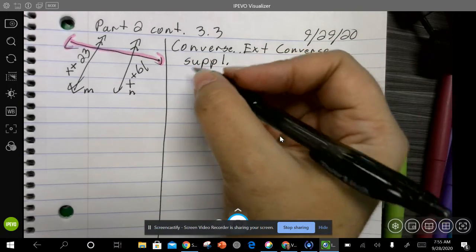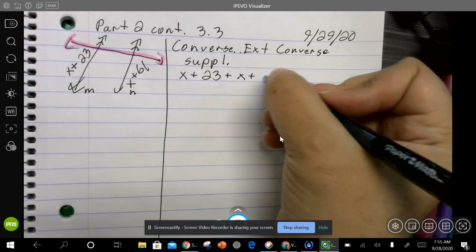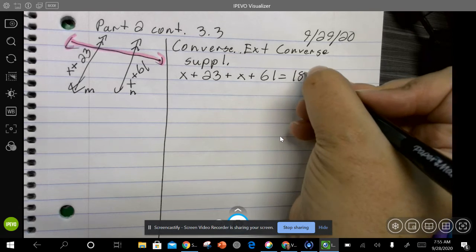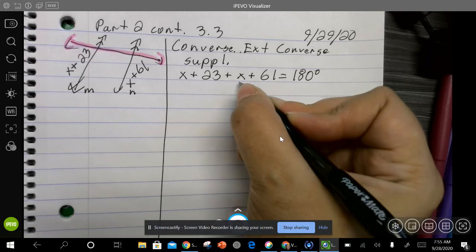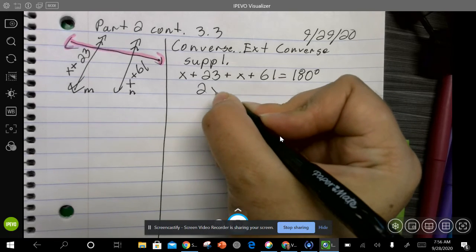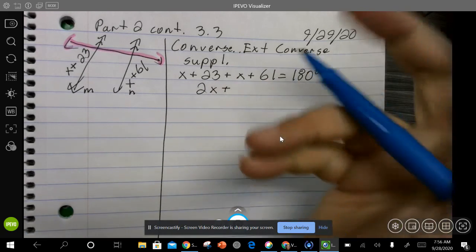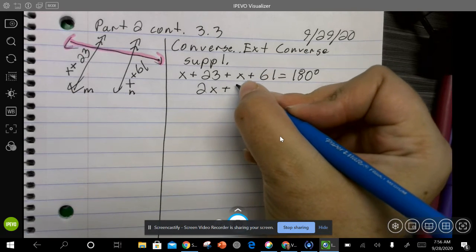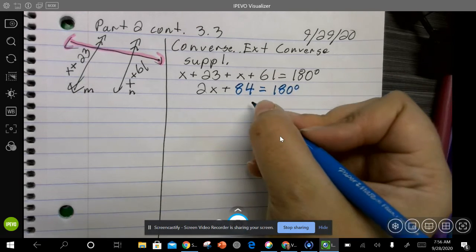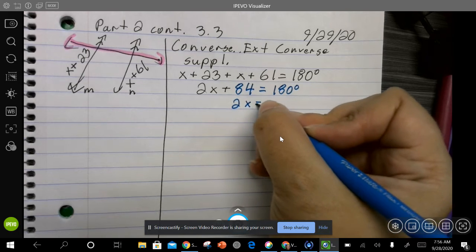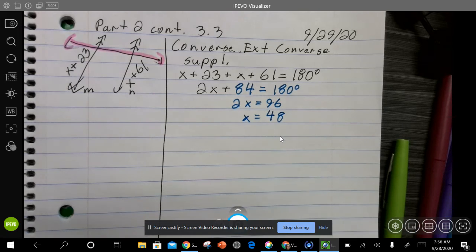Okay, so we're going to go x plus 23, x plus 61. We're going to set that equal to 180. We're going to combine like terms. We're going to add the x's together. x plus x is 2x. We're going to add the numbers together. So 23 plus 61 is 84. 180 minus 84 is 96. Half of 96 is 48.